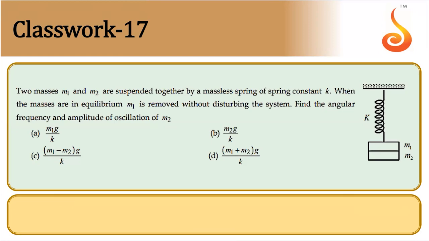Question number 17. Two masses M1 and M2 are suspended together by a massless spring of spring constant K. When the masses are in equilibrium, M1 is removed without disturbing the system. Find the angular frequency and amplitude of oscillation of M2.